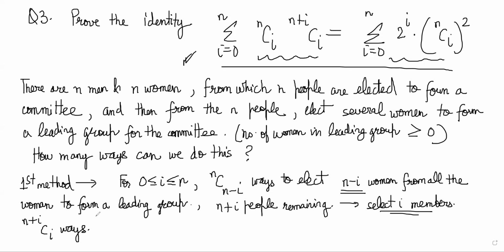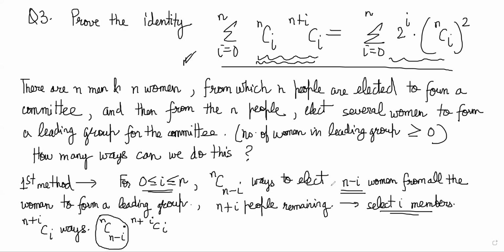So the total number of ways to select the committee and the leading group will be the product of nC(n minus i) multiplied by (n plus i)Ci. Now nC(n minus i) is equal to nCi. So here, this is what it is: nC(n minus i) multiplied by (n plus i)Ci. So this is for i is equal to 0.